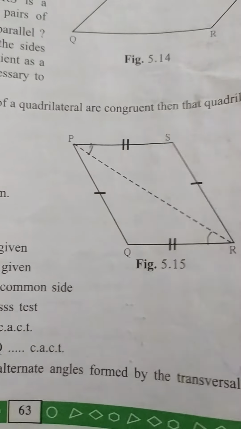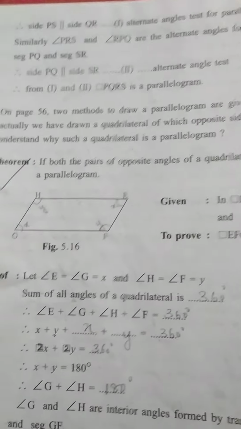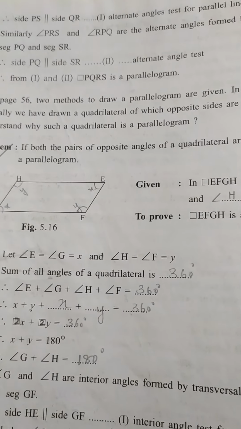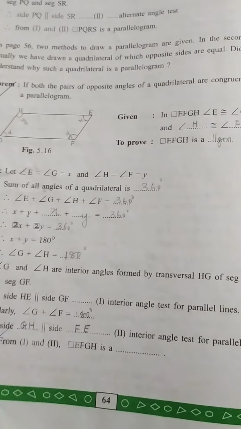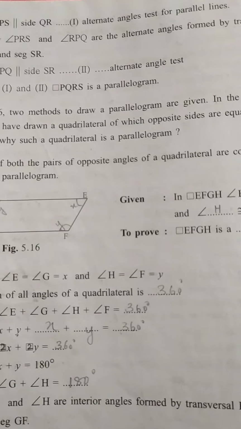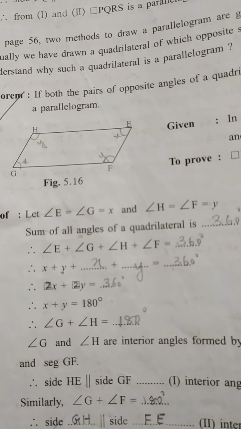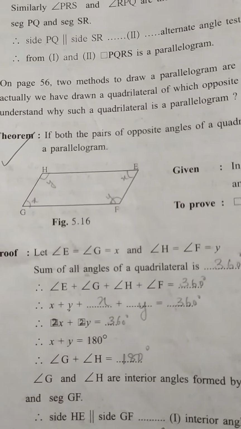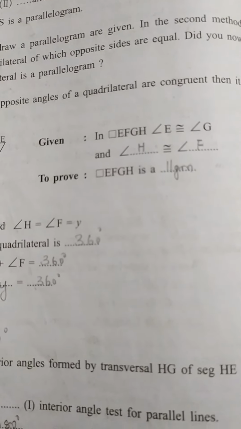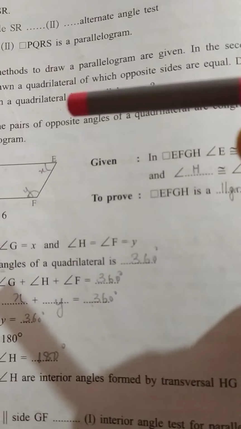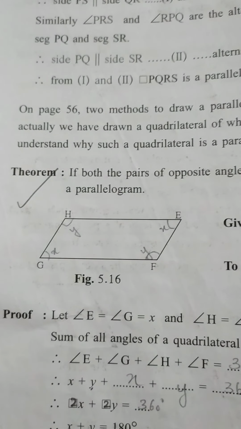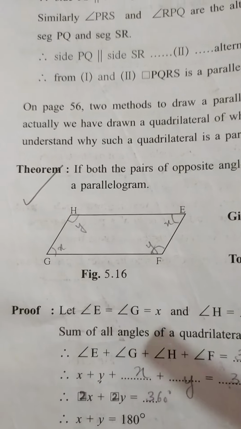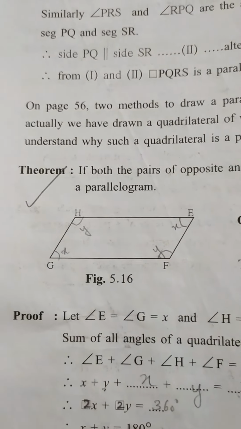Okay. Now we go to the next theorem on the next page. Theorem: if both pairs of opposite angles of a quadrilateral are congruent, then it's a parallelogram. So you have a figure like this, figure 5.16, which is given. Now you are given in quadrilateral EFGH angle E is congruent to angle G and angle H is congruent to angle F. You have to prove quadrilateral EFGH is a parallelogram.